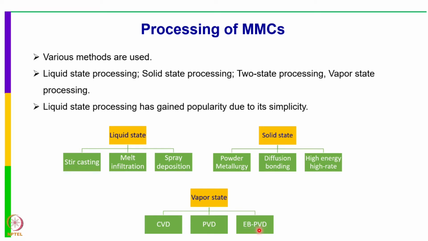We are going to talk about all of these one by one and see the details of these processes, as to what the raw materials are and how it is done to come up with a metal matrix composite. We'll start with the liquid metallurgy route because this is one of the most commonly used, and it is also a simple method and at the same time economical. So we'll start with that and then we'll go into the other techniques also.